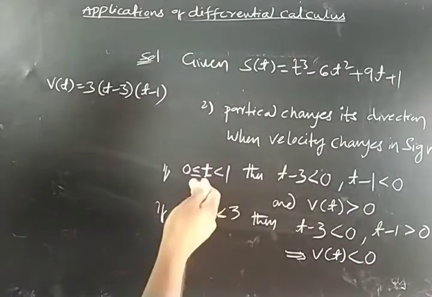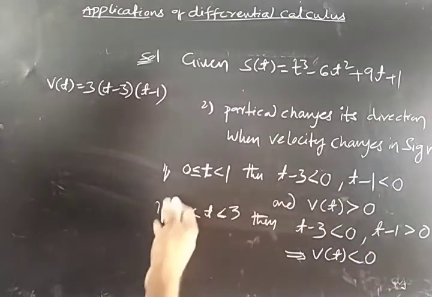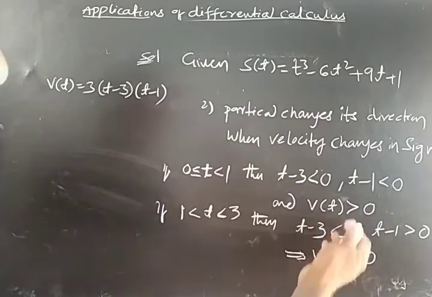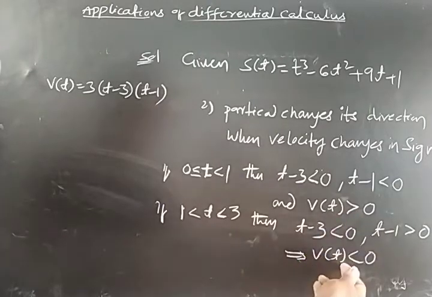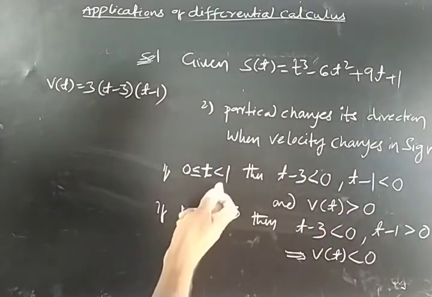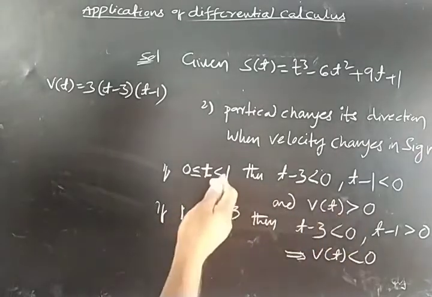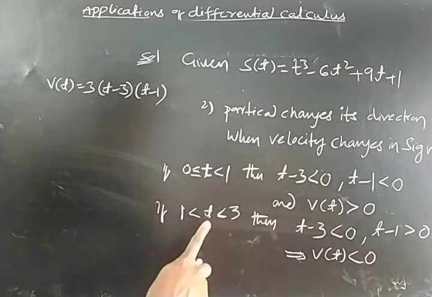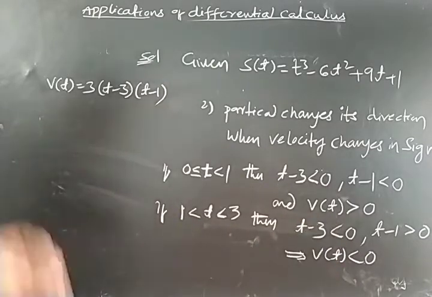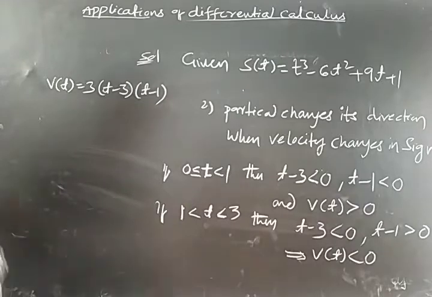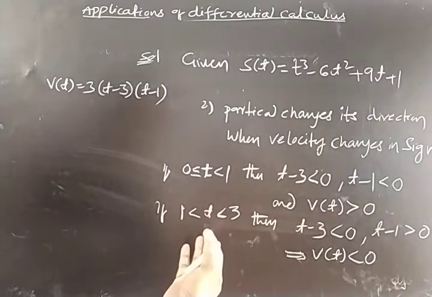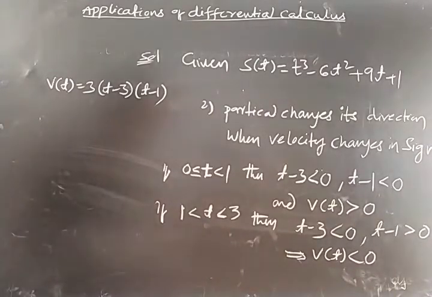So at t less than 1, velocity is positive. When t is greater than 1, velocity is negative. So here velocity changes its sign at t equal to 1: less than 1 positive, greater than 1 negative. So we can conclude that at t equal to 1, velocity changes its direction, so the particle changes its direction.